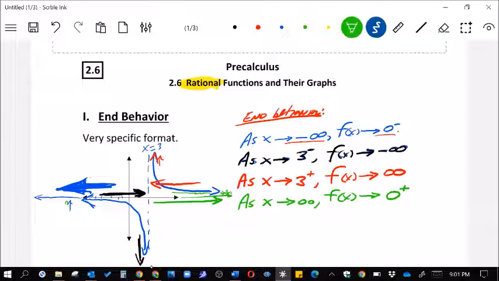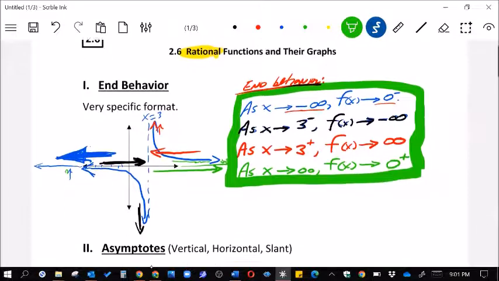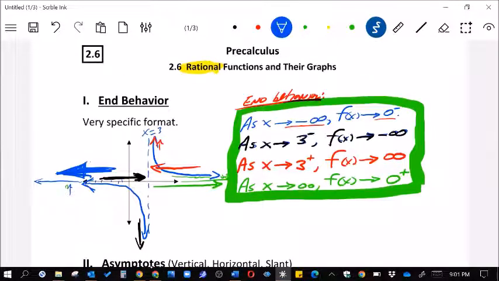This is what you have to do for end behavior. And this is the format that it has to be written as. The only exception I would accept is if somebody started with the function first, and they did the function of x. Let's take the first one there. The function of x, the top one, is approaching 0 from the negative as x is approaching negative infinity.